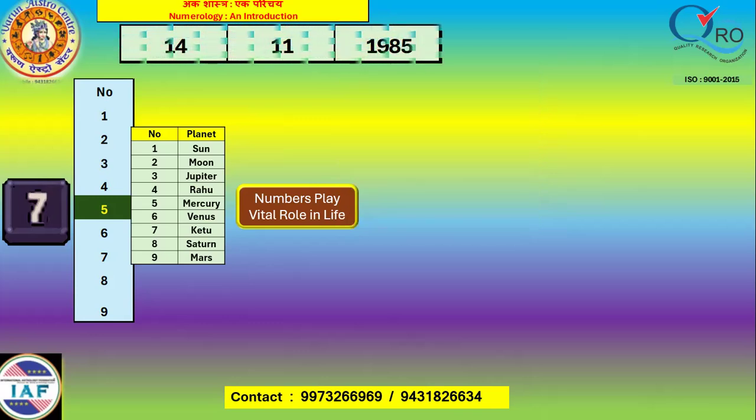When we take birth, God gives us numbers, and these numbers are in the form of birth date. This birth date consists of date, month, and year. The date may consist of single or double digits, and the year consists of 4 digits. All these numbers are added together as per rule and converted into a single digit.